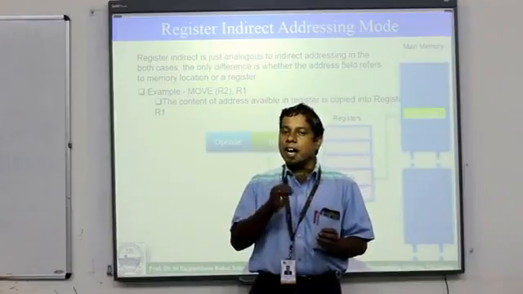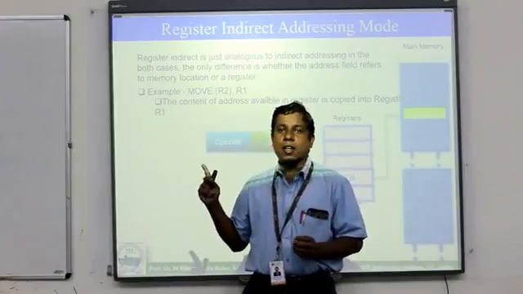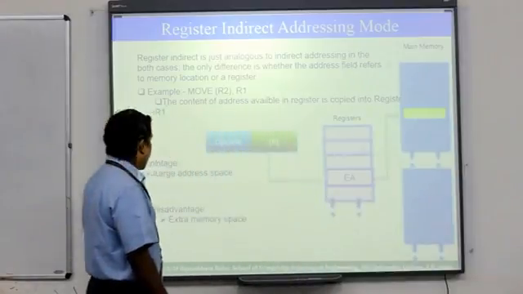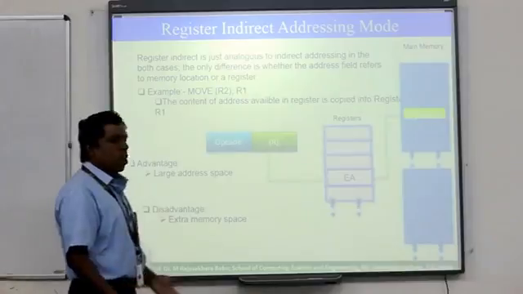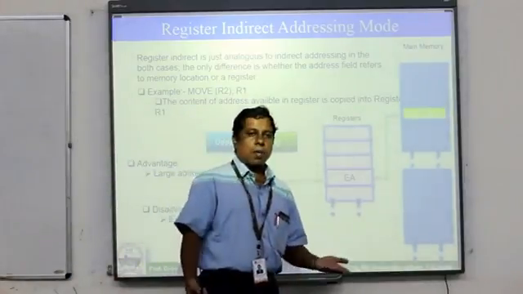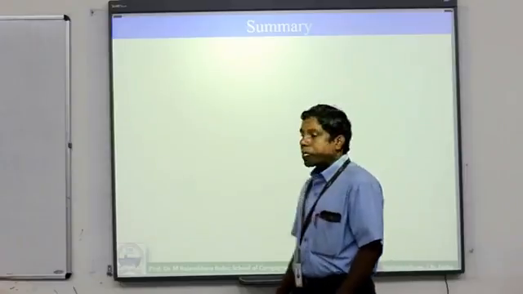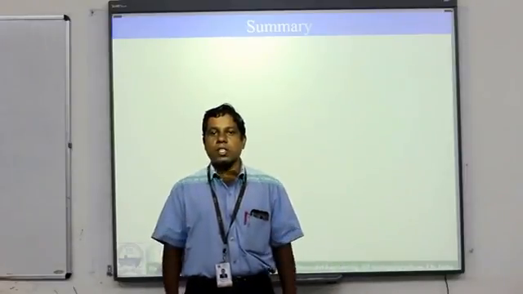But in the indirect addressing mode, we are using two memory cycles, whereas in the register indirect addressing mode, we are using only one memory cycle. And the advantage with this one is large address space. The disadvantage is the extra memory access. That is the advantage. So I am summarizing the addressing modes which were discussed as part of this class.